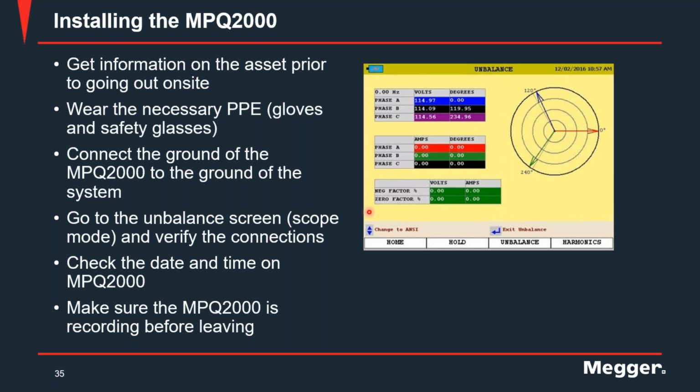Connect the ground of the unit to the ground of the system. That helps you measure and get reliable results. So make sure that the ground is connected there.